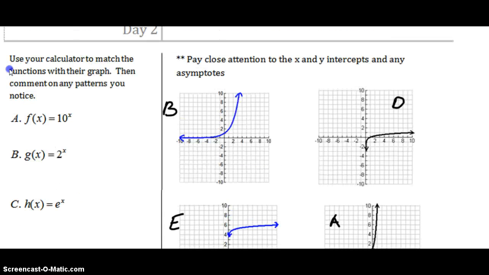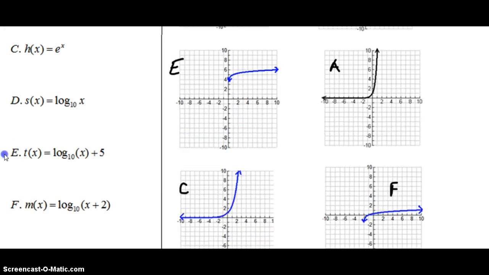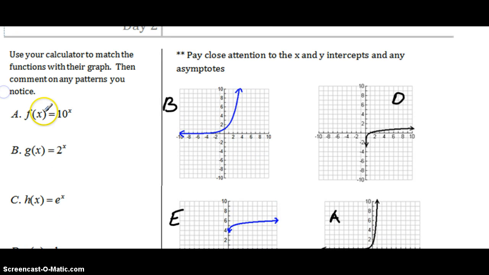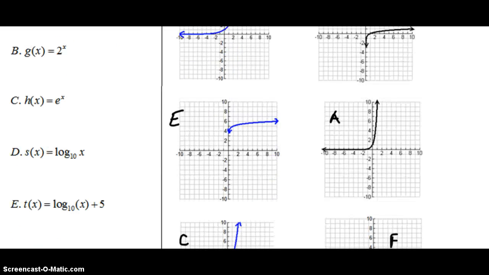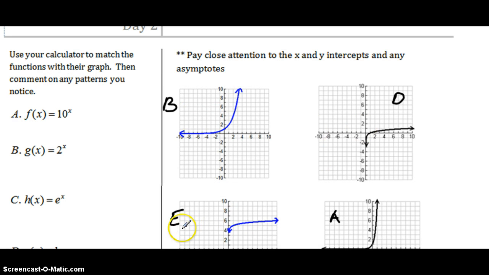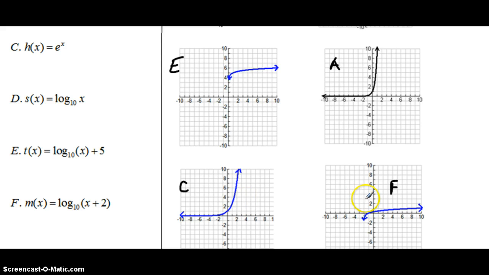Alright, I want you to pause the video again and make some observations on the bottom of your page about the graphs. Remember A, B, and C are exponential, so first take a look at these graphs and make some observations about the exponential. Then look at the log graphs, D, E, and F, and make some observations about what's the same about the logarithmic graphs. You're going to be writing it in here. So go ahead and pause a minute, make a couple observations, and then come back.